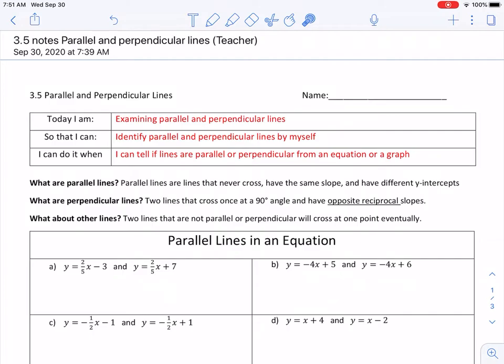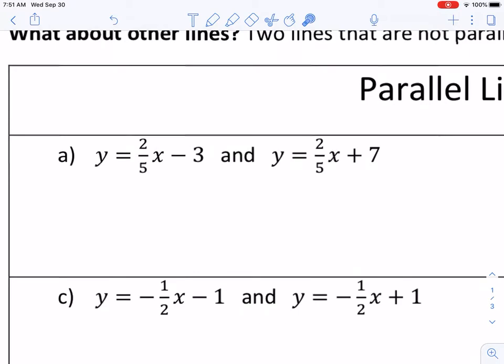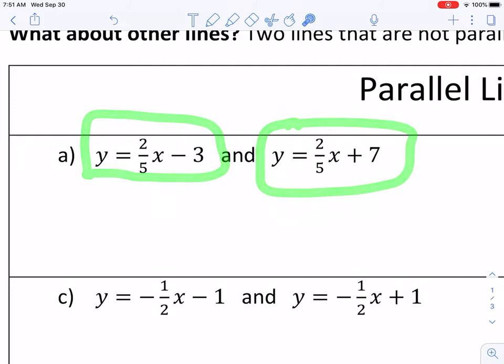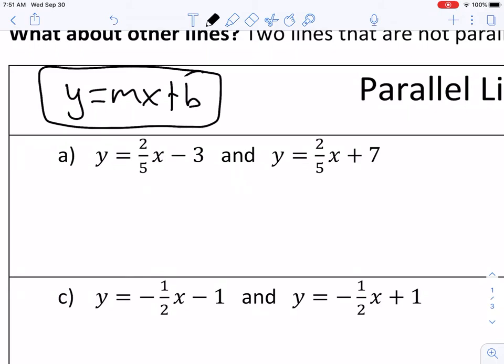So let's take a look here at some parallel lines in equations. When we're looking at two equations, the most important thing for identifying parallel lines is that the equations themselves have to be written in slope-intercept form, that's y equals mx plus b. If these are not written in slope-intercept form, we can't tell right away, and we have to manipulate the equation to get y by itself so that we can tell what the slope is.